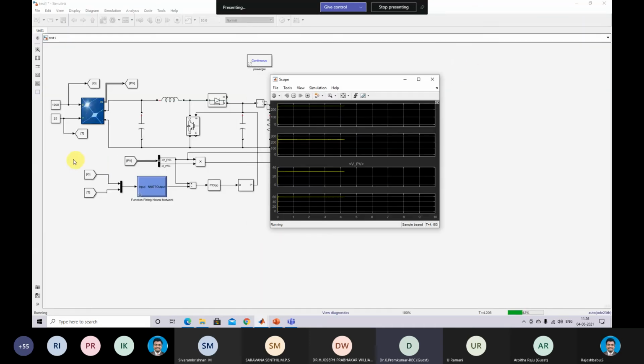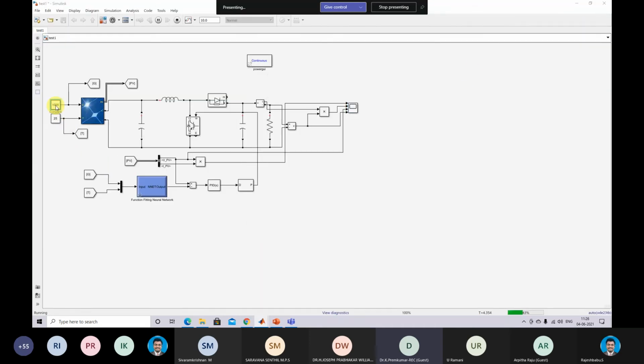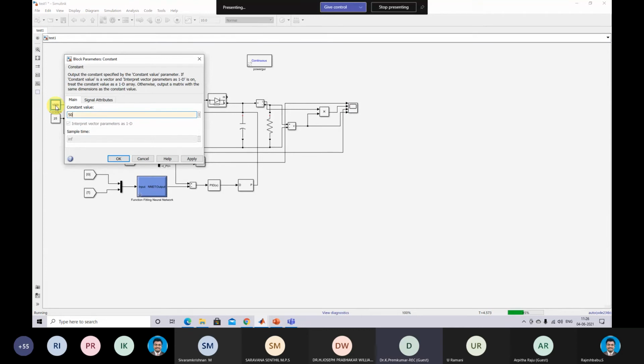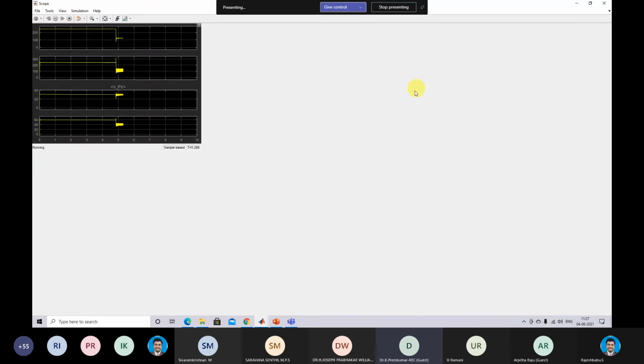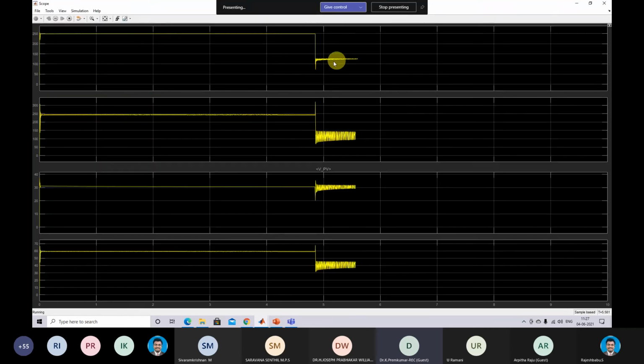So next I'm going to change the irradiation, right? Irradiation to 500, right? So next you have to check the response. Now see that power for 500 is around 125 watts, right? So this is load power. So this is PV voltage and this is load voltage, right?